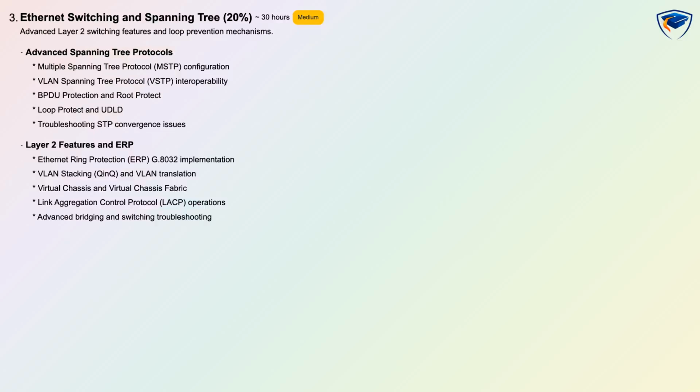Ethernet switching and spanning tree account for 20%, rated medium difficulty with approximately 30 hours and scenario-based assessment. You will learn advanced STP variants such as MSTP and VLAN spanning tree interoperability, BPDU protection, root protect, loop protect, UDLD, and methods to troubleshoot STP convergence. Layer 2 feature coverage includes Ethernet ring protection, ERP G.8032, VLAN stacking and QinQ, virtual chassis and virtual chassis fabric, LACP operations, and advanced bridging troubleshooting. The emphasis is on designing stable Layer 2 fabrics and solving real-world loop and convergence scenarios.